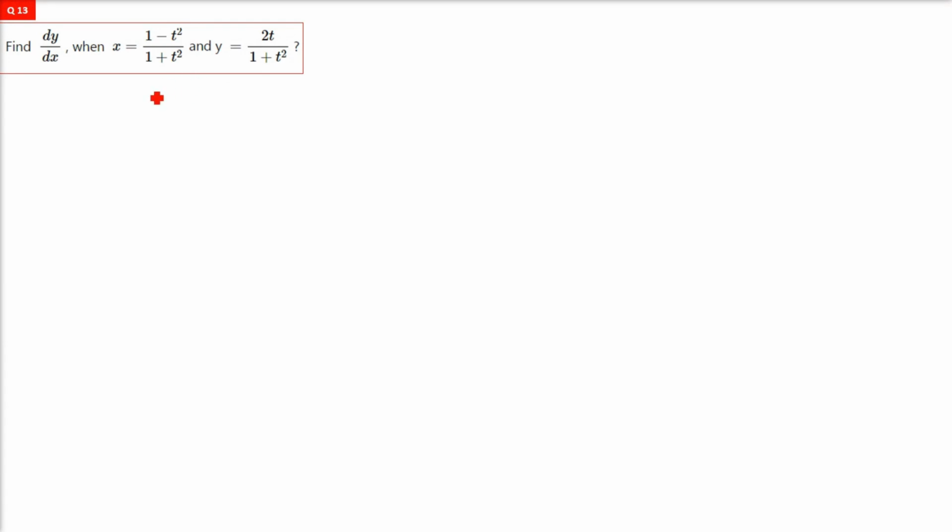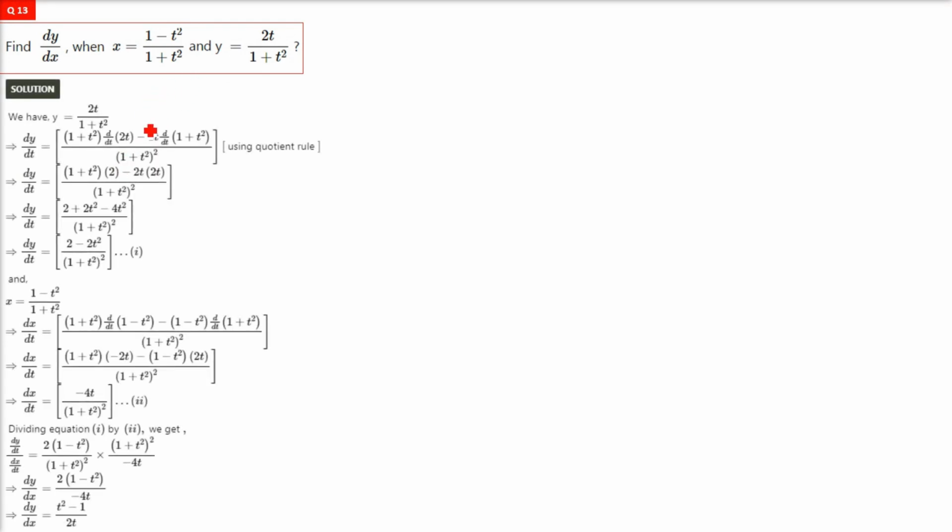We have taken a lot of time in the previous question. It is exactly similar, or almost similar, to this one. So I'm just skipping it. You have to differentiate with respect to t using the quotient rule. dy by dt will come. Similarly, dx by dt will come, and then we will divide them. And finally, (t square minus 1) by 2t will come.